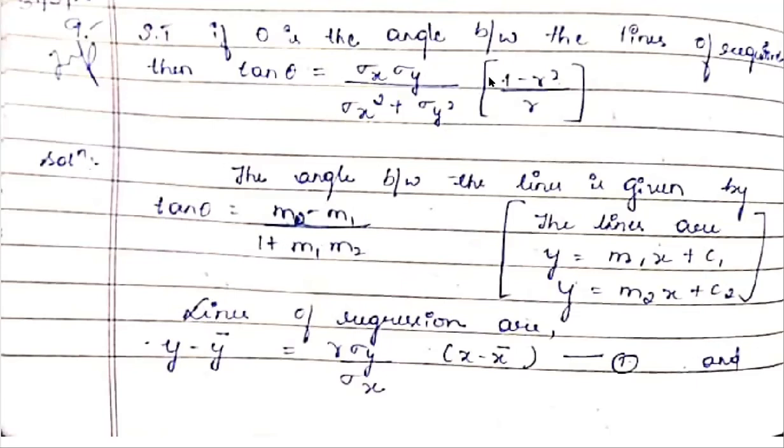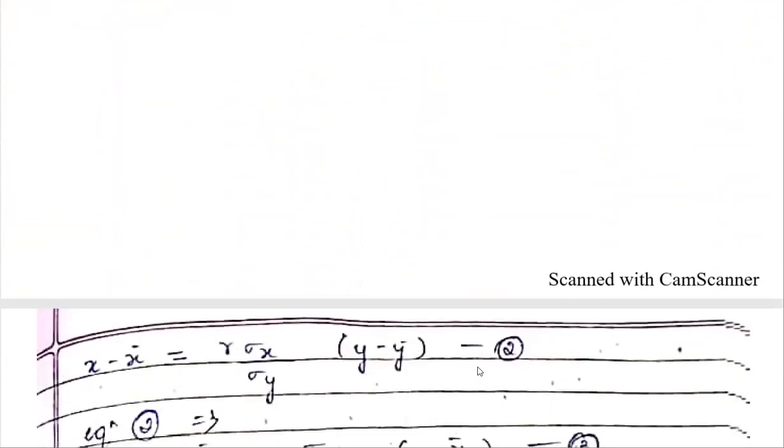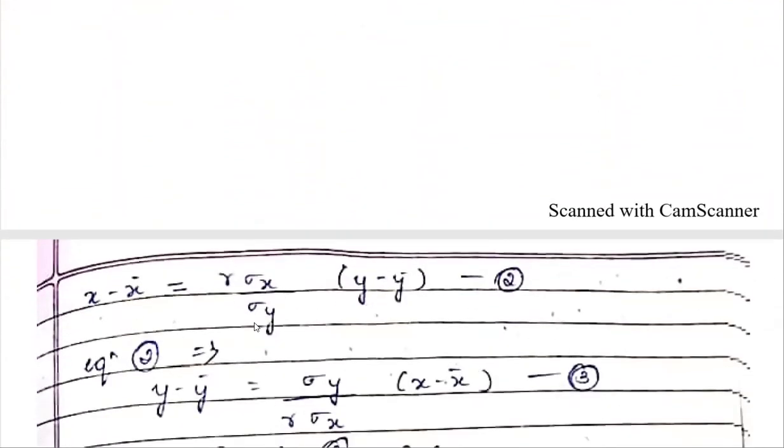So I need it in terms of R and sigma x. R and sigma x, you have in your lines of regression, so refer back to that. The lines of regression are given by y on x as y minus y bar is equal to R into sigma y by sigma x into x minus x bar. This we have learned in the last video. And one more line, x on y, is given by x minus x bar is equal to R sigma x by sigma y into y minus y bar.